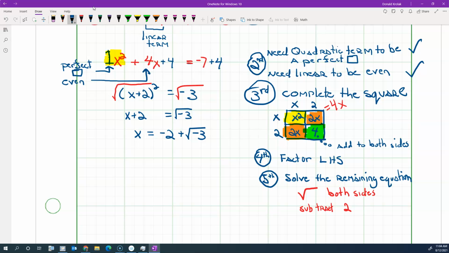Now actually when you do the square root of a number, there's 2 roots to it. There's a positive and a negative root. So notice what I'm going to write here. Plus or minus the square root of negative 3. And now finally, simplify the root of negative 3.